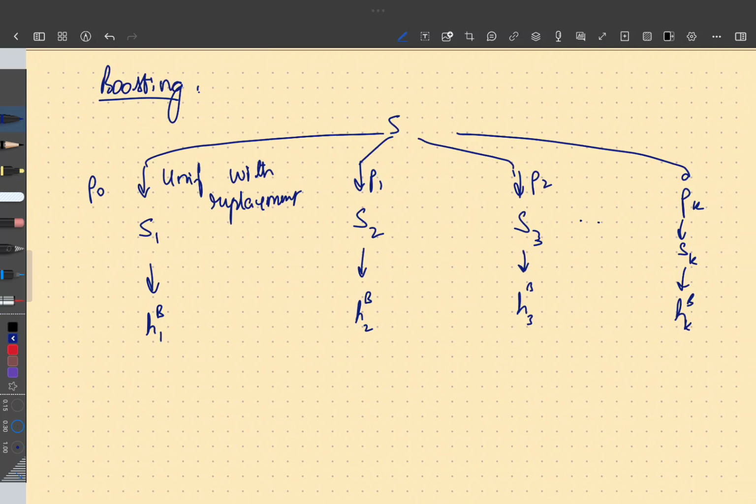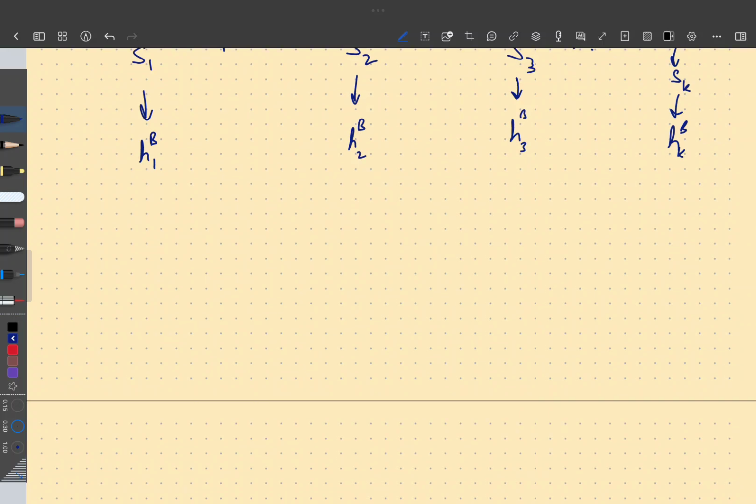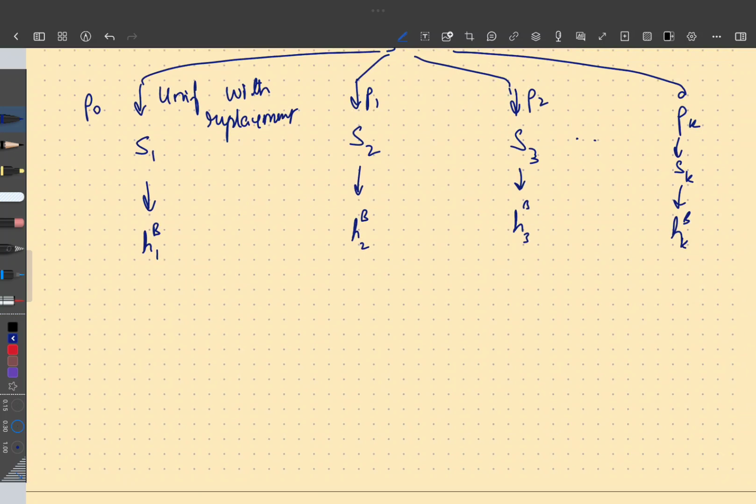So largely the intuition is behind how you modify P0, P1, P2, and so on. And the intuitive way of explaining how you choose P1, P2, and so on is the following. So let's take a visual example to perhaps explain. Okay, even before that, so I get these predictors H1b, H2b up to HKb.